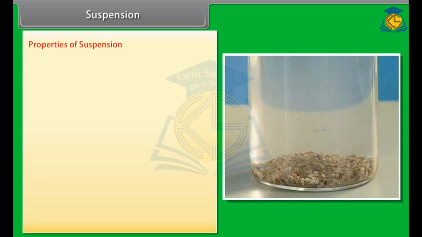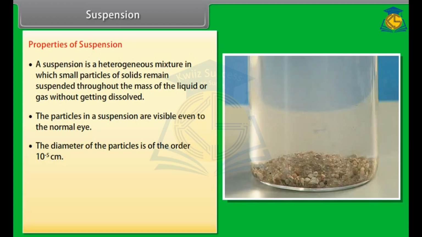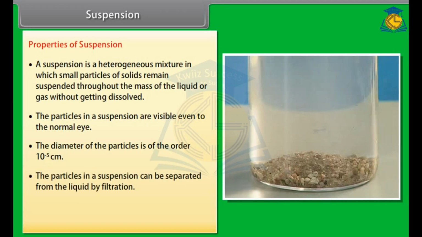Properties of suspension. A suspension is a heterogeneous mixture in which small particles of solids remain suspended throughout the mass of the liquid or gas without getting dissolved. The particles in a suspension are visible even to the normal eye. The diameter of the particles is of the order of 10 raised to the power minus 5 centimeter. The particles in a suspension can be separated from the liquid by filtration. The particles of a suspension will settle down on standing.